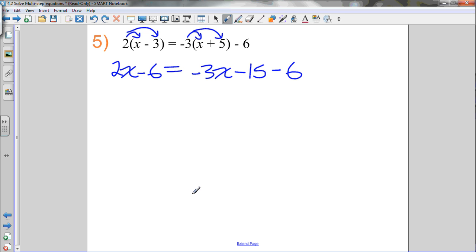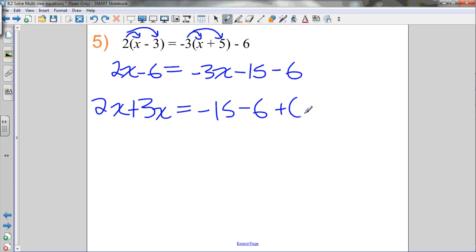Now let's bring all the terms that have the variable to one side of the equation and all the constant terms to the other side of the equation. Let's see if we can do this in one step this time. So I have a negative 3x on the right side. When I bring it to the left, it's going to become a positive 3x. And on the right side, I had a negative 15 minus 6, but I need to bring this negative 6 to the other side of the equation. So on the left side, I have minus 6. That means on the right side, I'm going to be adding 6, because adding 6 is the opposite.